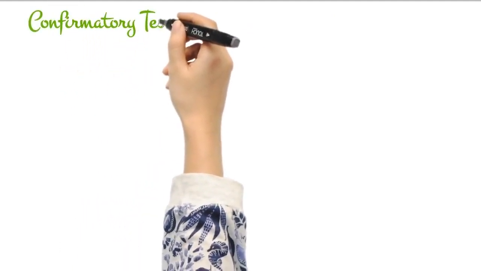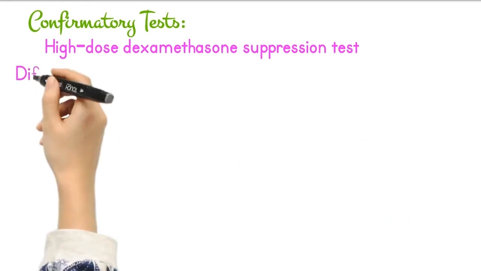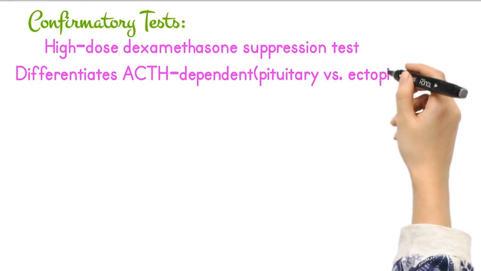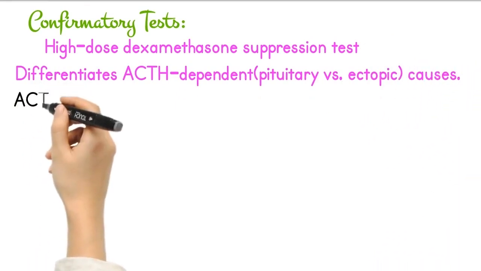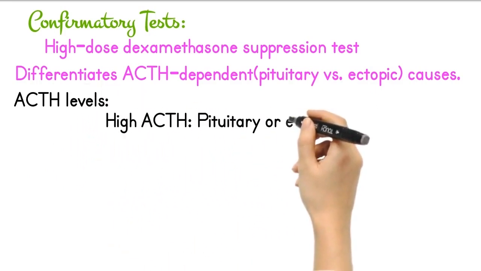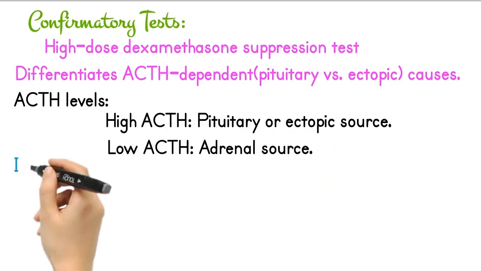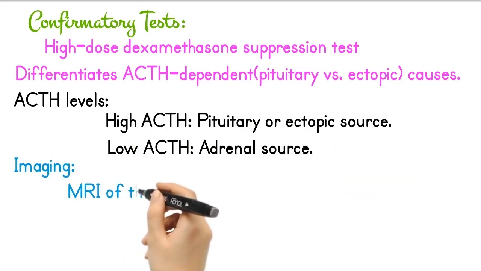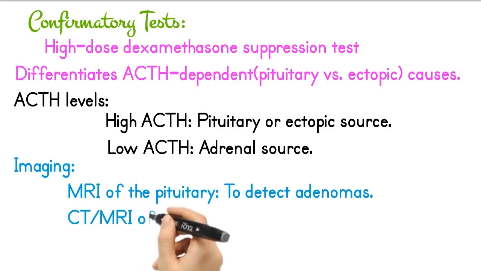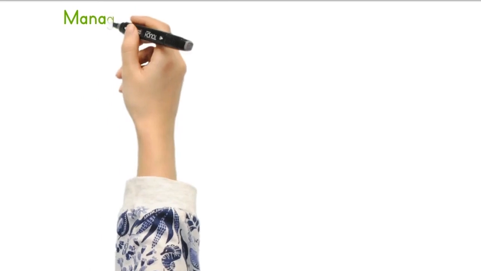Confirmatory tests: High-dose dexamethasone suppression test. Differentiates ACTH-dependent, pituitary versus ectopic, causes. ACTH levels. High ACTH: pituitary or ectopic source. Low ACTH: adrenal source. Imaging. MRI of the pituitary to detect adenomas. CT, MRI of the adrenal glands to identify adrenal tumors.